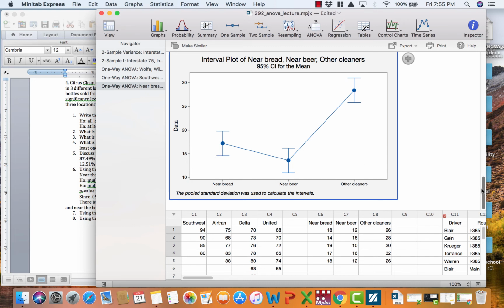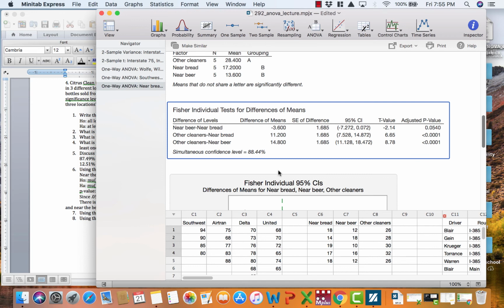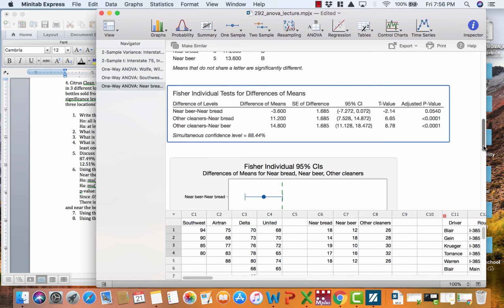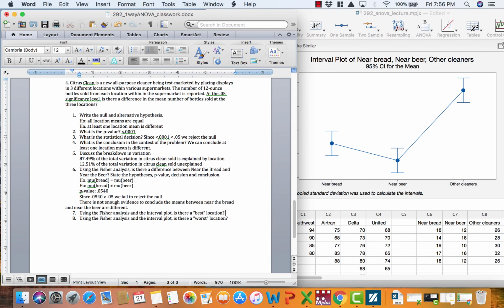To answer that, we have to scroll back to our t-test here, and we look at the two pairings with other cleaners. Other cleaners near the bread, the p-value is less than 0.001, which is less than 0.05, so we can assume they're different. Other cleaners near the beer, less than 0.001, so we can assume they are different. So yes, other cleaners is significantly different from near the bread and near the beer, and it sits atop them, so we can definitely say the best location is near other cleaners.